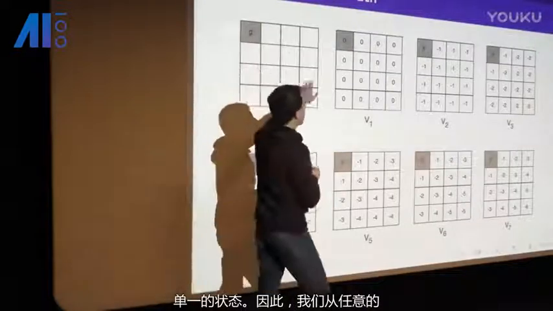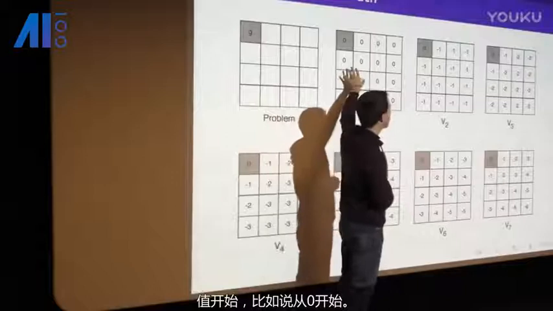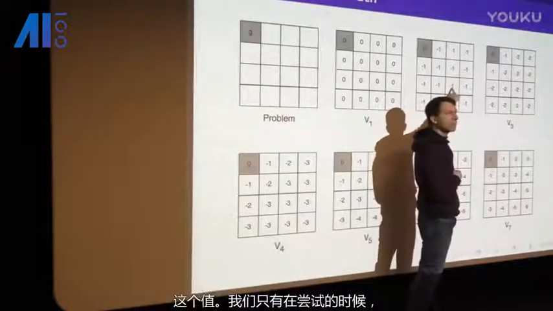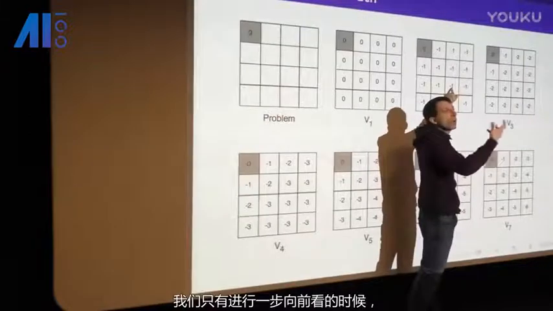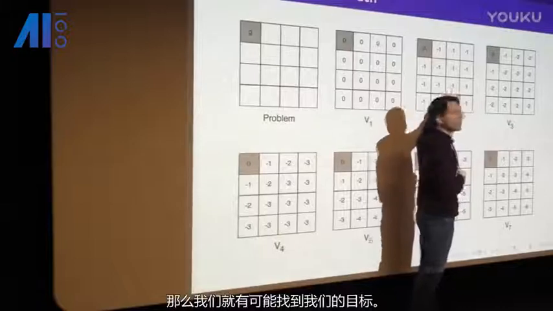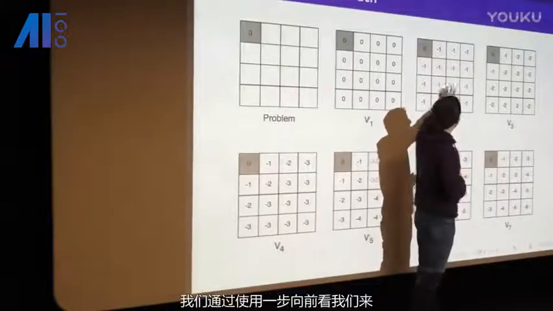So we start off with some arbitrary estimate, all these zeros, and we update all the states, not just the ones next to the goal. We update this state as well. We don't know until we try it, until we do our 1-step look ahead. If we did a 1-step look ahead from here, this might have taken us to the goal. And so we update everything.